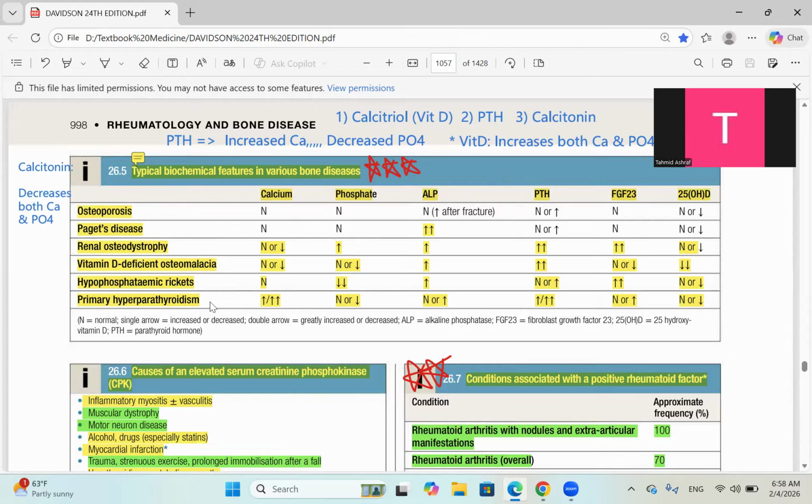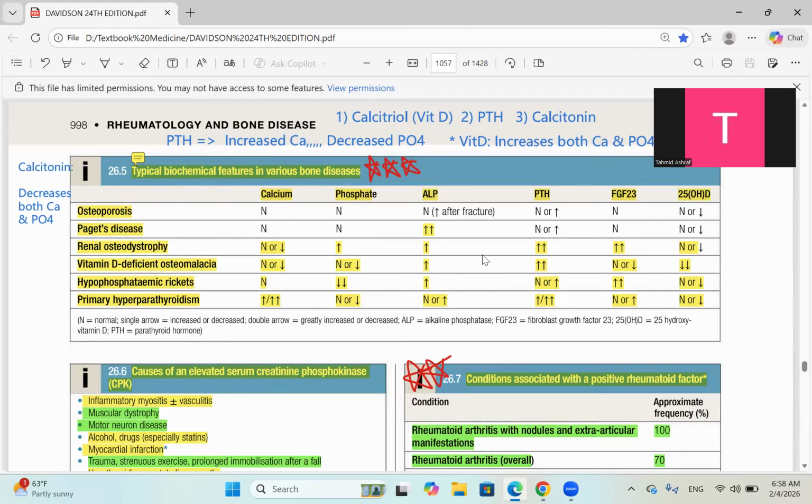Hyperparathyroidism is of three types: primary hyperparathyroidism, secondary hyperparathyroidism, and tertiary hyperparathyroidism. We will learn more in detail about different types of hyperparathyroidism in the renal system and also in endocrinology, so we will not go into those details. In primary hyperparathyroidism, primary means the disease is in the parathyroid gland. So there will be parathyroid hyperplasia and excessive secretion of parathyroid hormone. The parathyroid hormone level is increased.